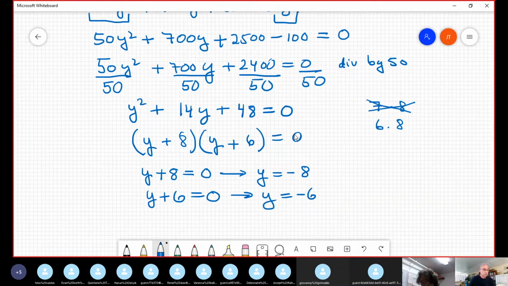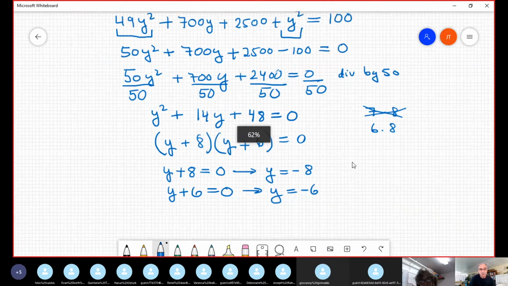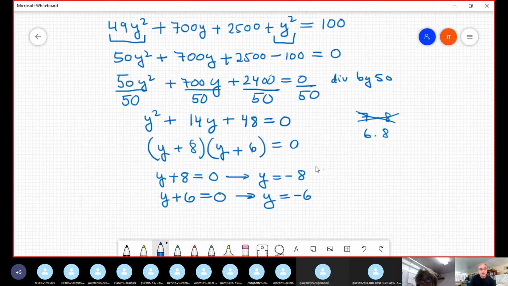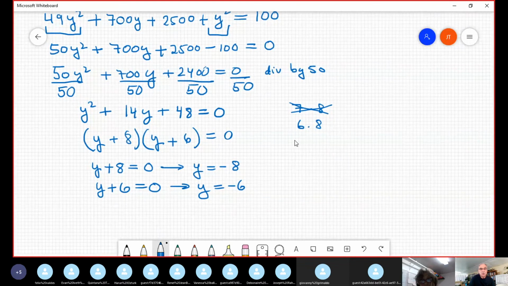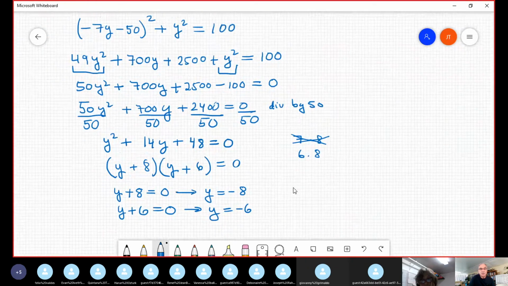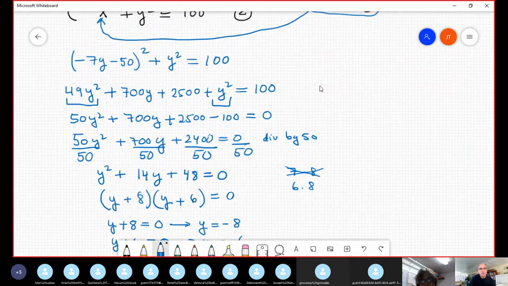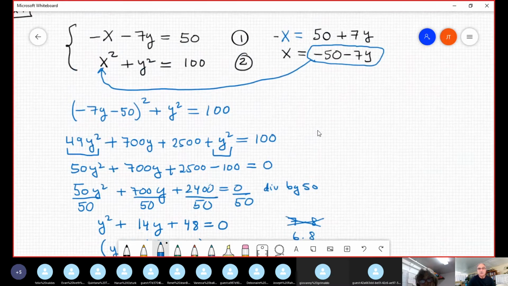I finish, no. Why no? Because I need to find the x value. Remember, it's a point, x comma y. I need to find the x comma y. Therefore, I propose you come back to the beginning. Look at that formula. That formula is fantastic. That formula states the relationship between y and x. So it's x equals minus 50 minus 7y.